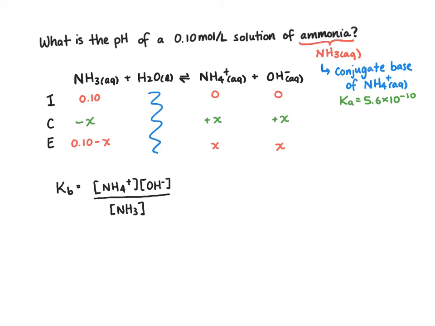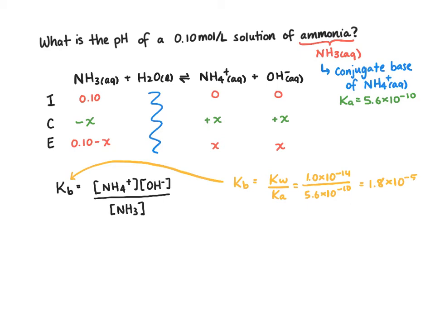Now we need to calculate Kb. Kb is not in our table. We have Ka instead. So first thing we're going to do is calculate Kb. And we calculate Kb by dividing Kw by the Ka value of its conjugate acid. So that's why we need to know the Ka value of ammonium. So Kw is 1.0 times 10 to the negative 14. Ka here is 5.6 times 10 to the negative 10. And our Kb value is 1.8 times 10 to the negative 5.